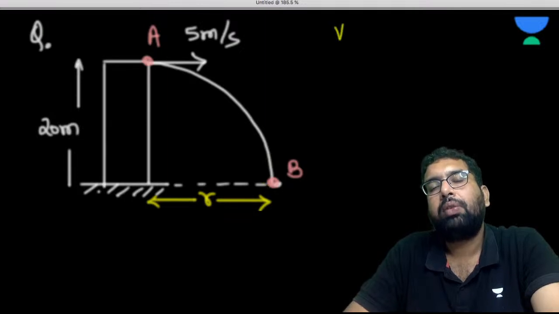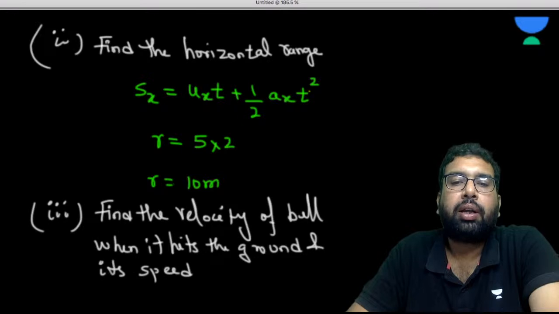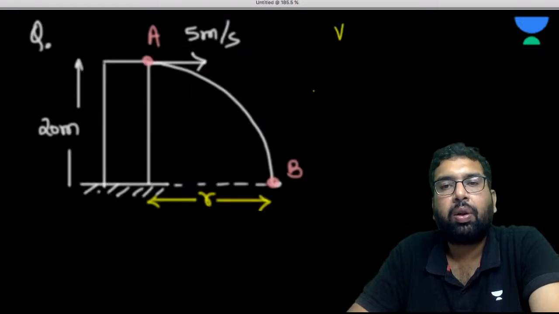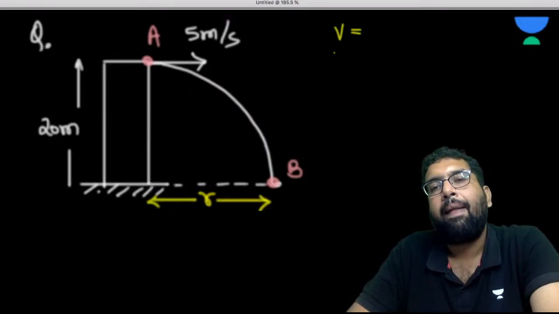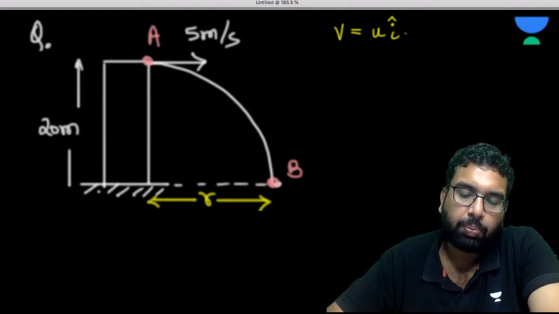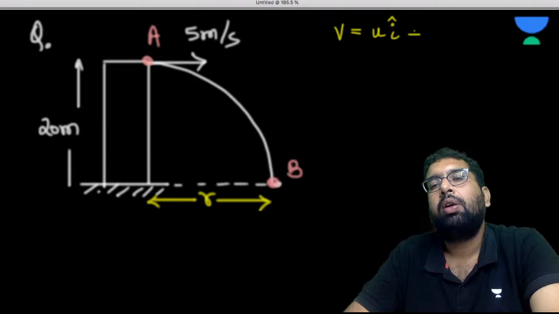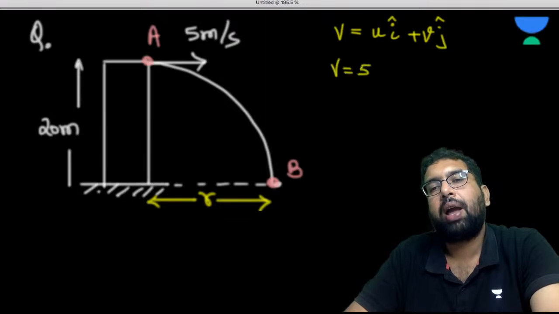Now one thing is very clear: the velocity at B, when the ball strikes the ground, is a vector. So when it hits the ground, it must have two components of velocity, one in the x direction and one in the y direction. So u i cap plus v j cap, which is going to be 5 i cap plus v j cap.